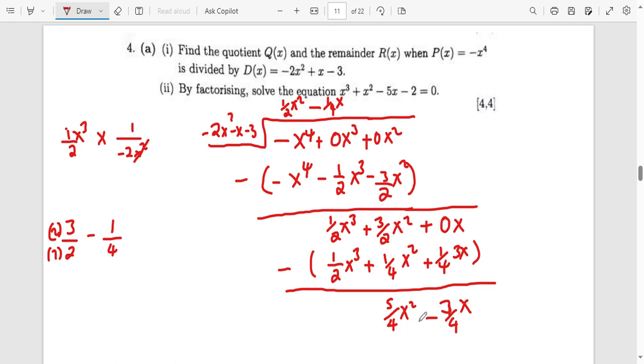Okay. When I do that, the next thing that I want to do is take again the negative 2x squared into 5 over 4x squared. The m should be, what is here? The highest power should be smaller than the highest power here.